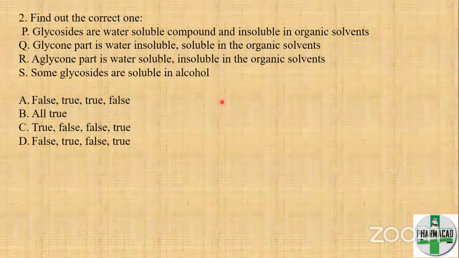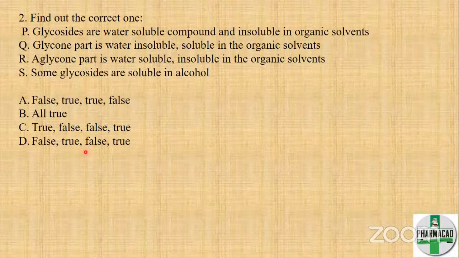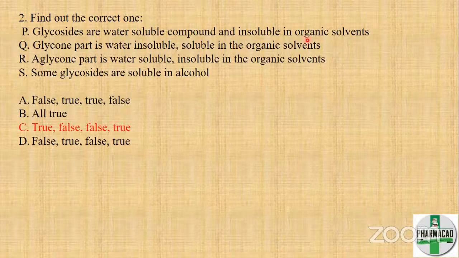अभी पहले वाले पार्ट से मैंने आगे का पार्ट इसलिए नहीं पढ़ा क्योंकि पहले वाले से पता चल जाता है. If you see aglycone part is water soluble, ये तो definitely wrong है. तो आर में false कहाँ दिख रहा है, तो 2 option है, C और D. अभी if you see glycone part is water insoluble, तो B भी false है. तो I think option is C. Let me see. Yes, option is C, because glycosides are water soluble and insoluble in organic solvents.